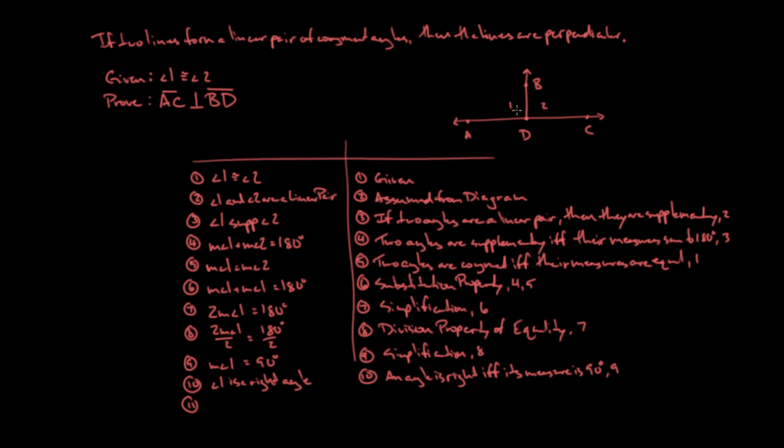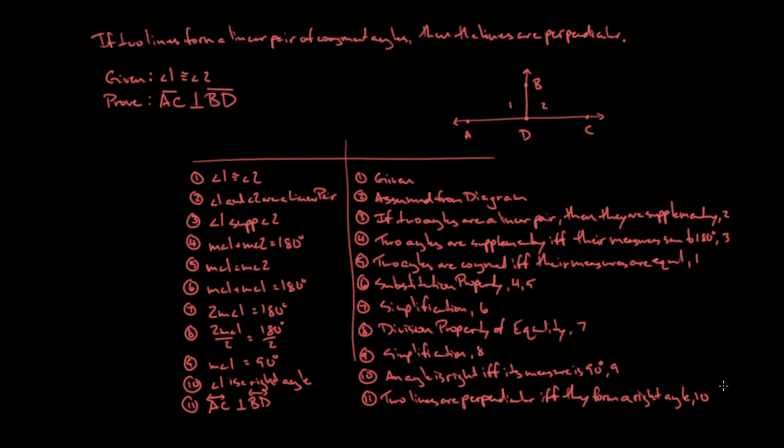And so finally I can say statement number 11. Well, what do I know about angle 1 being a right angle? Well, that means that AC has to be perpendicular to BD. And why is that? Well, that's just my definition of perpendicular. So 2 lines are perpendicular if and only if they form a right angle. That comes from 10. All right, awesome.